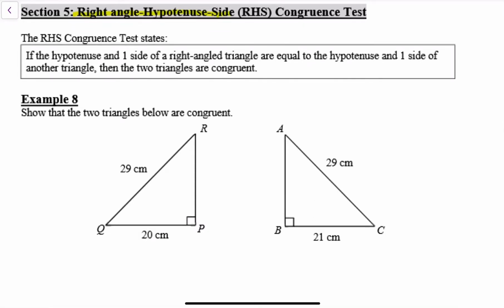In this section, we will look at the right angle hypotenuse side (RHS) test. So this will be the last test you'll be learning. Okay, for this worksheet, this will be the last test for congruency. So what does it say?